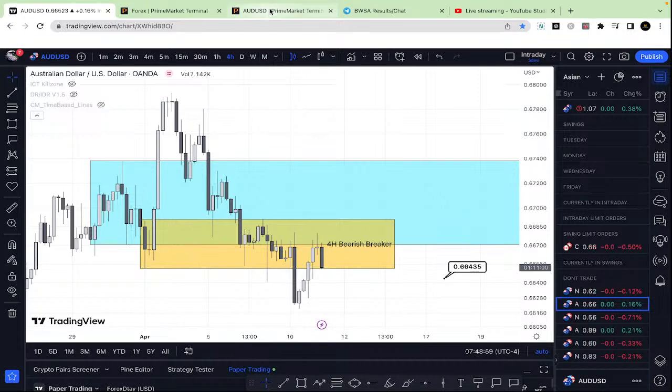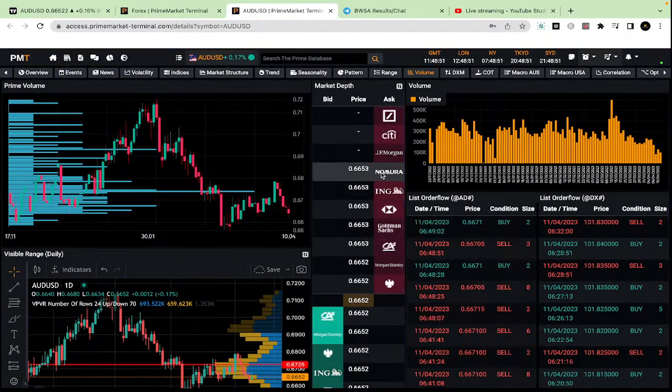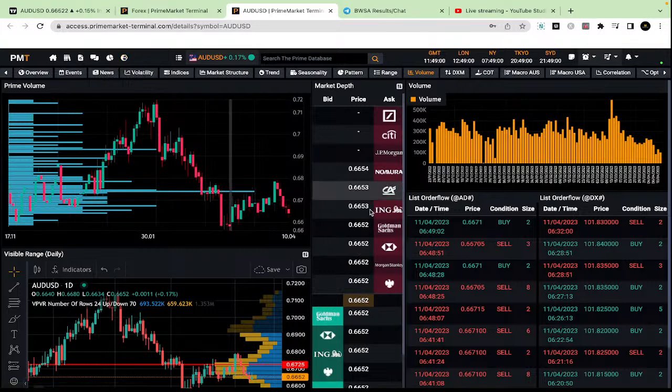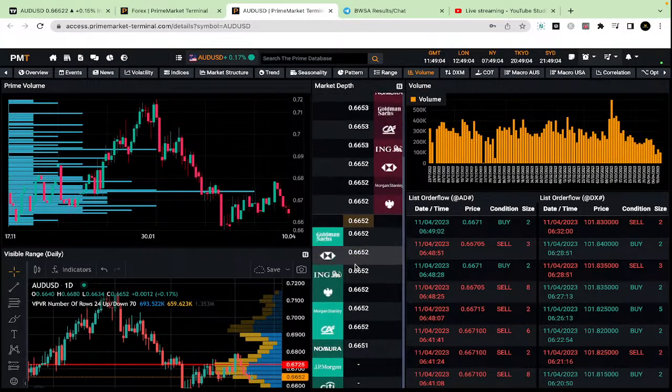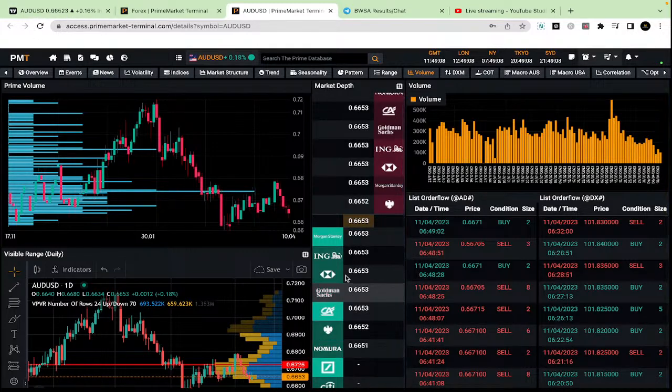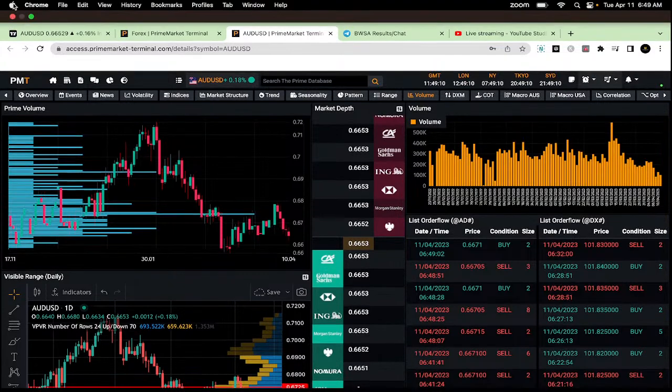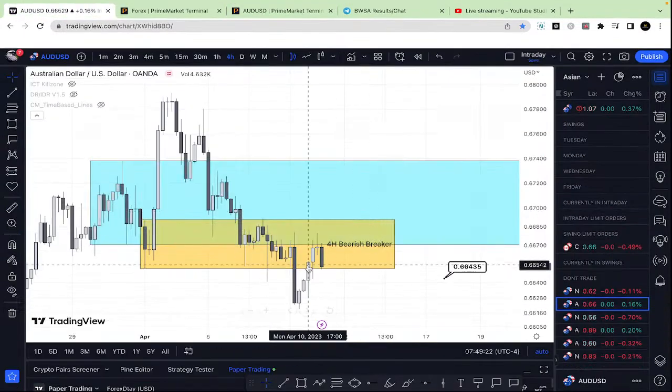So all of these central banks, in other words, Nomura, ING, Goldman Sachs, all these guys have limit orders at 0.6655 and down to 0.6652 for sell limits, and they also have buy limits at 0.6652, in which I do think that they'll be taking profit on those buy limits, those buy positions quite soon here. You'll see them start to kind of disappear.